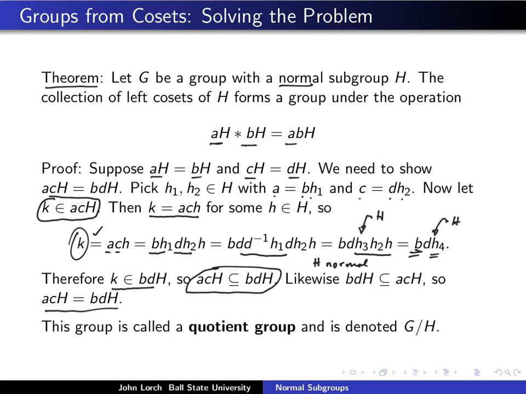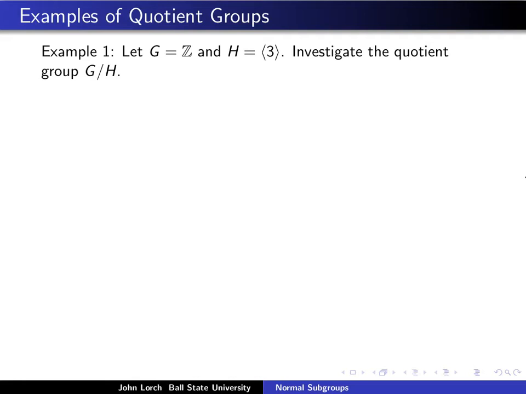Now, this new group that we're forming using the left cosets of H, as we said, is called a quotient group, and it's denoted, cleverly I guess, by the quotient G slash H. In the next two slides, we do examples of quotient groups. So in this example, our group is the integers under addition, of course, and our subgroup is just the cyclic subgroup generated by the element 3. So this is just going to consist of multiples of 3 within the integers.